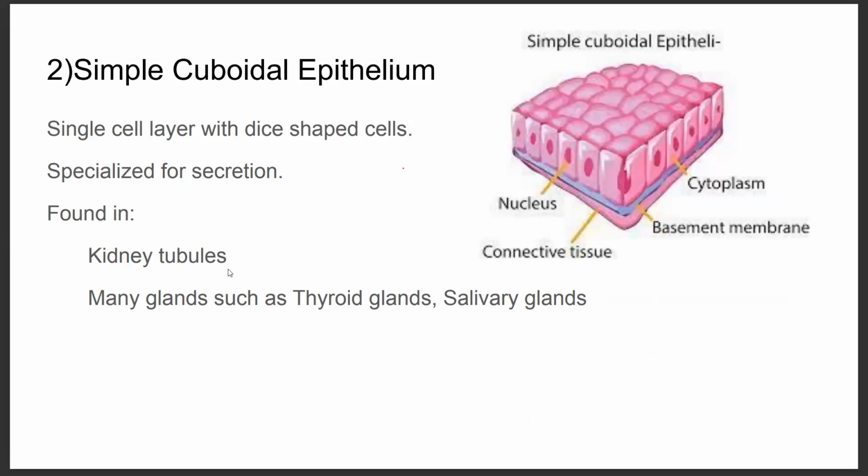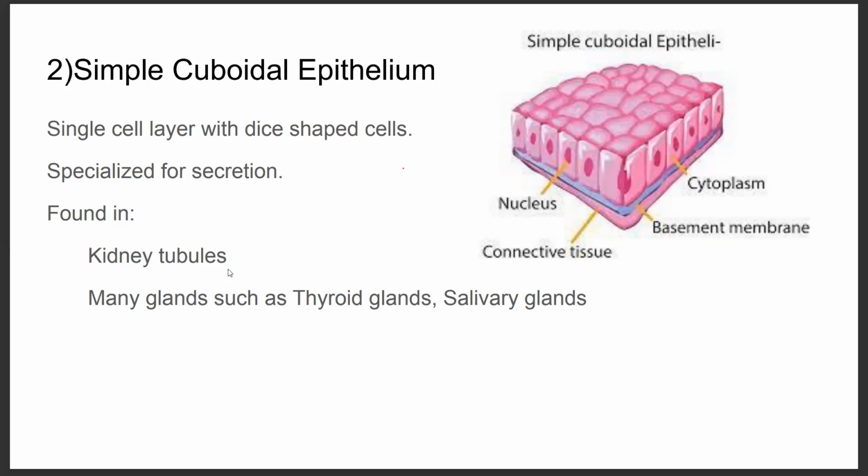Here, look at the shape of the cell. Cubes. They look like cubes, dice-shaped cells. And they are specialized for secretion. So they are found in glands like thyroid glands and salivary glands, which secrete enzymes and hormones, right? And in kidney tubules, okay? Proximal convoluted tubule, distal convoluted tubule, right?